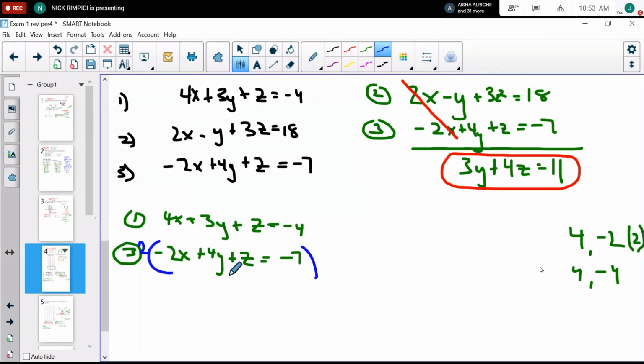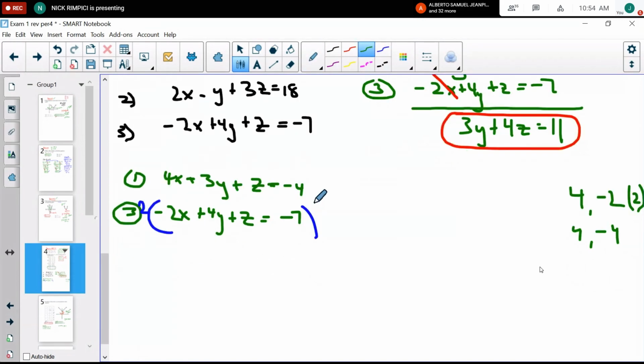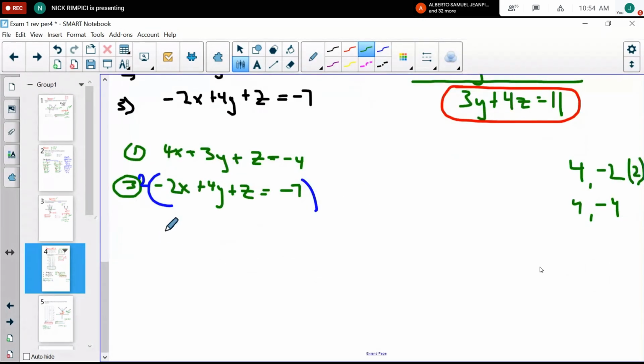Okay, so I'm going to multiply this by 2. Let me just copy the top one because I'm not doing anything to this one. I'm just going to leave it alone. It's 4x plus 3y plus z equals negative 4. So I'm not doing anything to this. I just copy what I have. Now this one I'm multiplying by 2.